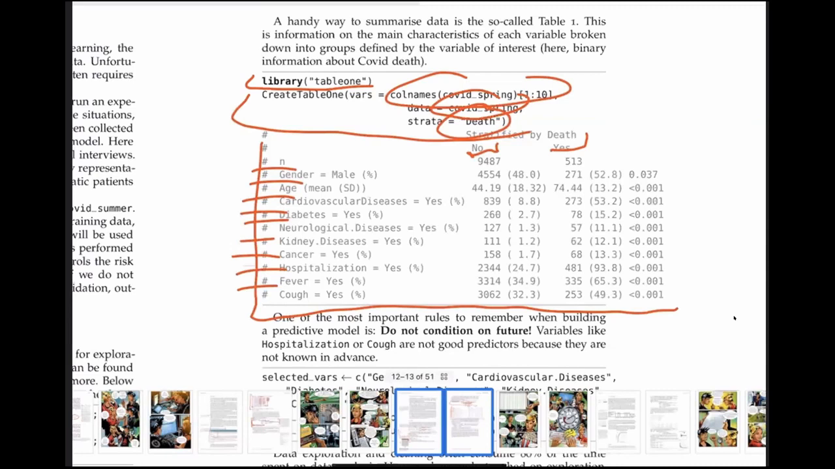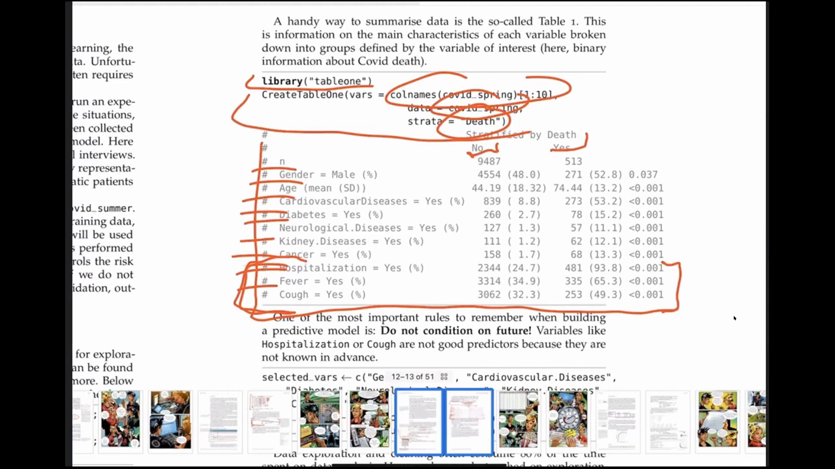And for example, the last four, like hospitalization, fever, cough, these are very important variables. If you calculate the p-values or summary statistics, you will see that these three are probably the most important variables, but we should not use them because we don't have access to these features in advance. So you can have a very good model with very high performance, but using these forbidden features.